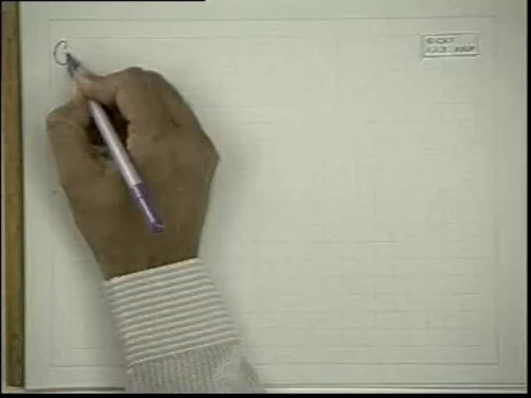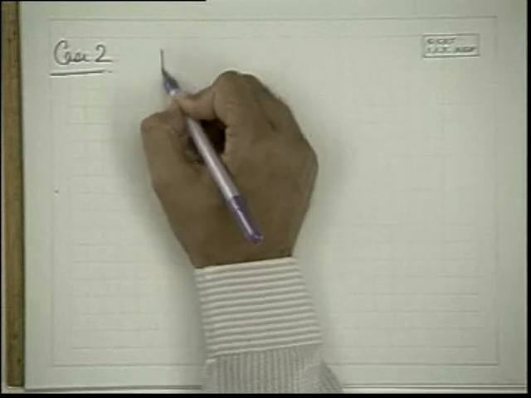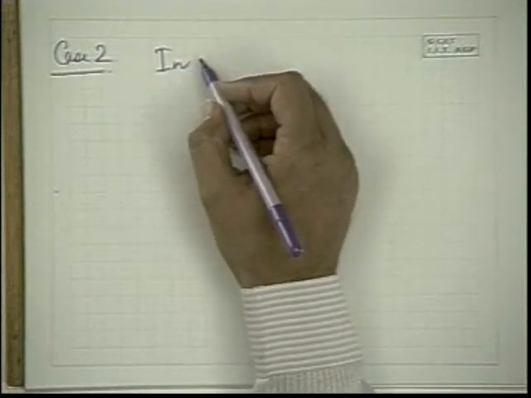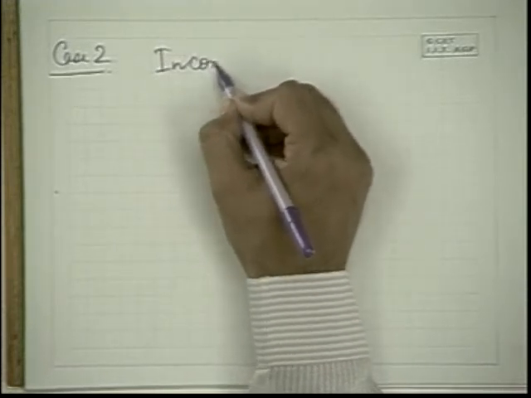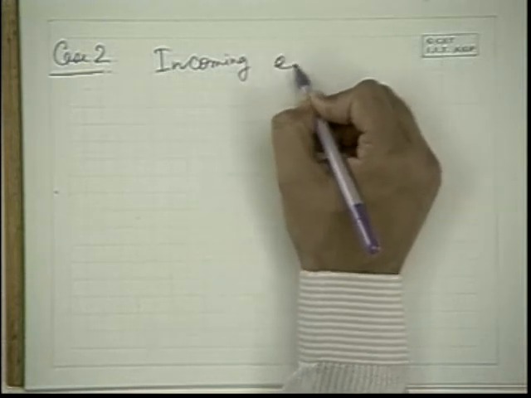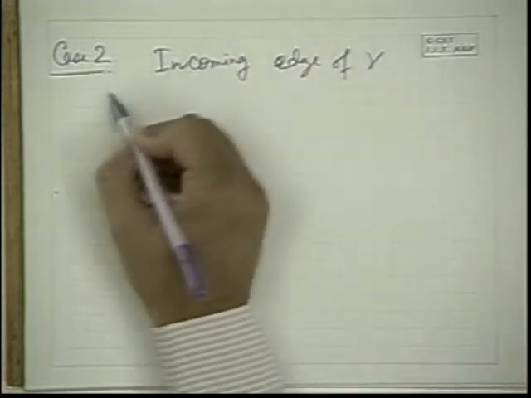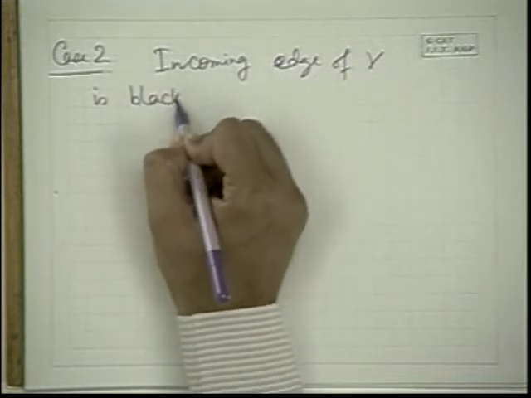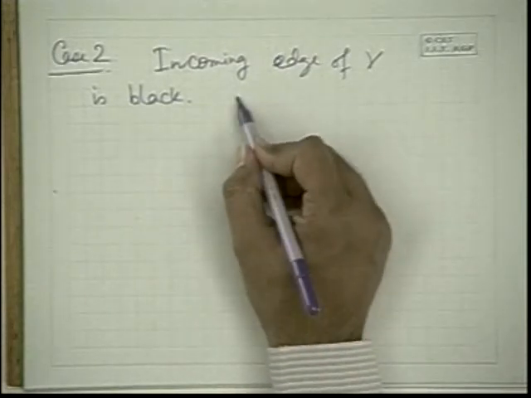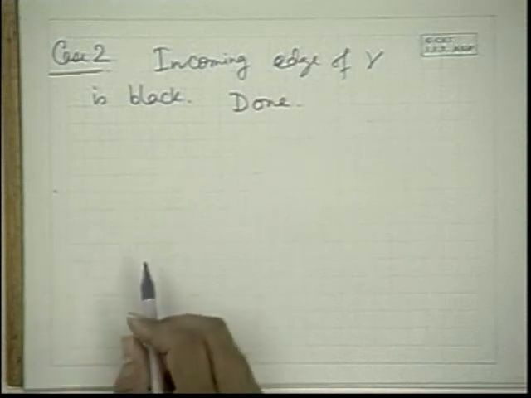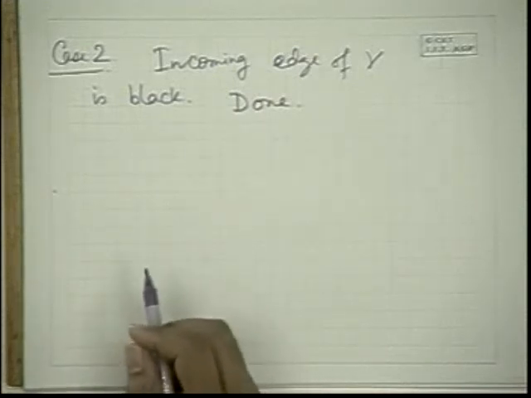I said there is a case 2. What is case 2? In case 1, the incoming edge of new was double black. Now the incoming edge of new is black. If the incoming edge of new is black, we are done. We don't have to do anything. Only the double black edges are the problematic case. And if it were red, actually we have taken care of it again. Red also is fine. Only double black we have to take care of, and that goes to case 1.